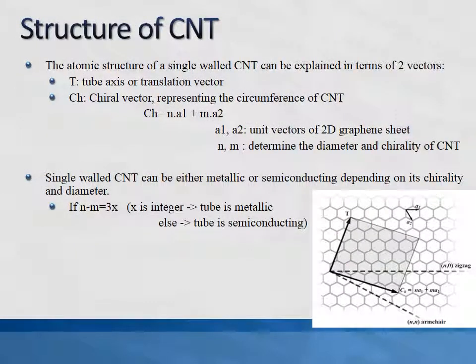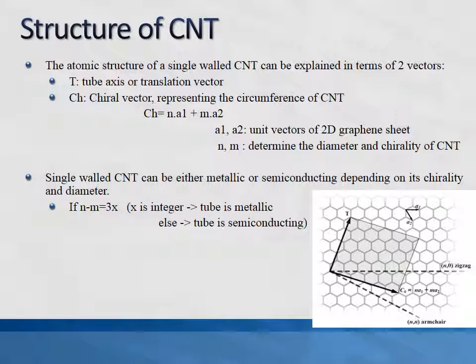Now let us see the structure of CNT. You can see in the figure on the right-hand side there is a tube axis T. A1 and A2 are the unit vectors in a graphene sheet. Then the chiral vector, or the circumference, is given by n·a1 plus m·a2. N and m are the chiral indices. You can see in the figure that if m equals 0, the tube is called a zigzag, whereas if n and m are equal, it is called armchair.